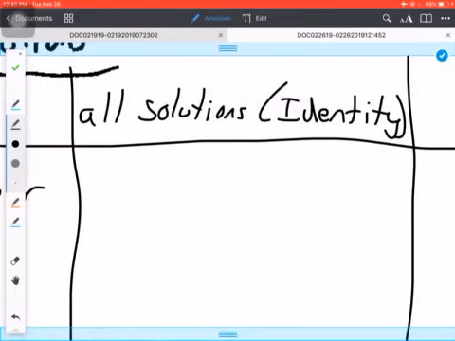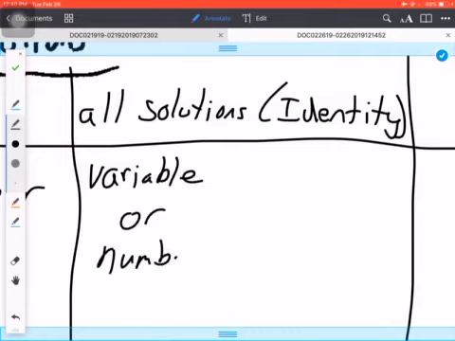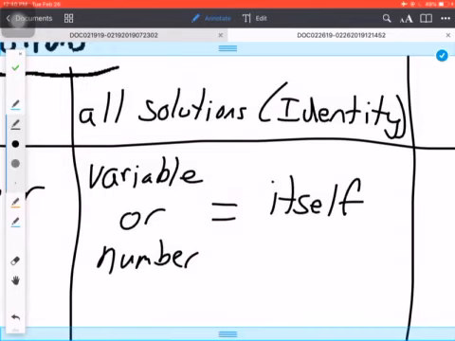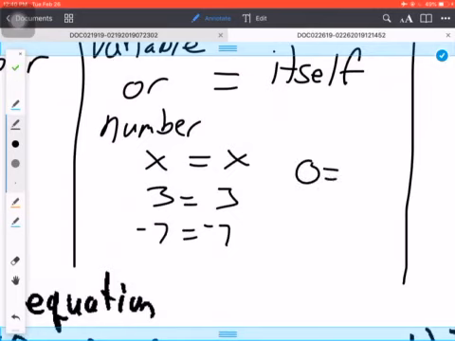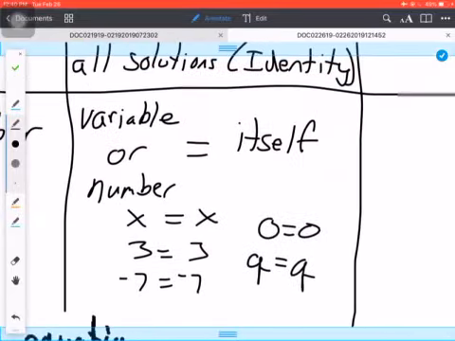Now, in this case, we would have a variable or a number equal to itself. So, for example, we could have x equals x, 3 equals 3, -7 equals -7, 0 equals 0. Let's say q equals q. Those are ways that we could have all solutions, or an identity set.